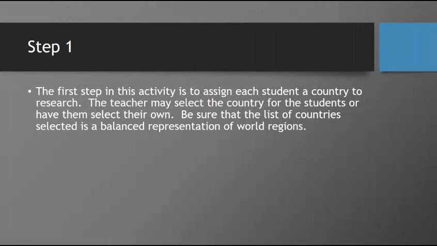Step 1. The first step in this activity is to assign each student a country to research. The teacher may select the country for the student or have them select their own. Be sure that the list of countries selected is balanced in its representation of the different world regions. In other words, do not have all your countries come from one region such as Latin America or Western Europe.